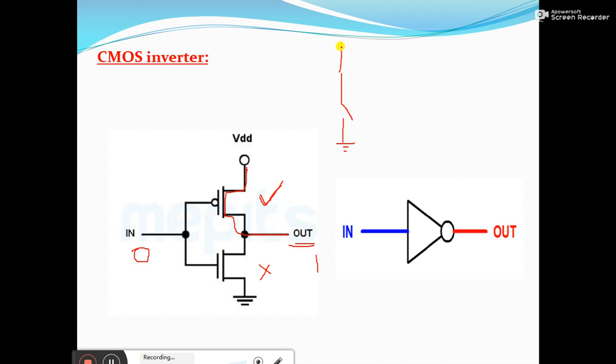Let's say this is VDD, or you can say 5 volt. Since we are measuring the output here, obviously it will be 5 volt only. So you will be getting an output 1 here. Like this, for the first case, if you have provided a value 1, the output turns out to be 0. For the second case, if the input is 0, the output will become 1. That's why we can say the CMOS can be used as an inverter. Thank you.